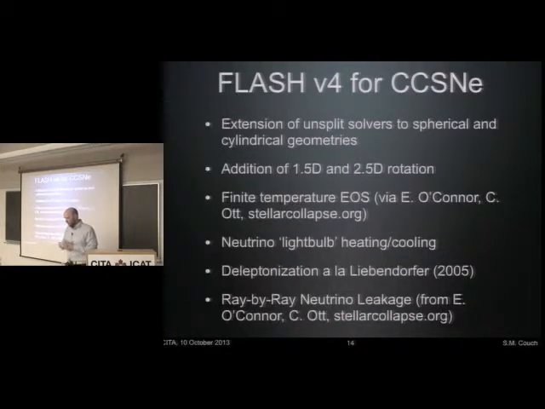Some important things are including the correct equation of state, which I got from Evan, including local heating and cooling to mock up the neutrinos in a light bulb fashion, which I'll talk about. Recently, Evan and I have implemented Evan's leakage scheme in Flash in multi-dimensions, and a source term to mock up the change in the electron fraction as these cores collapse. So lots of effort has gone into adapting Flash to be capable of handling this challenging problem.